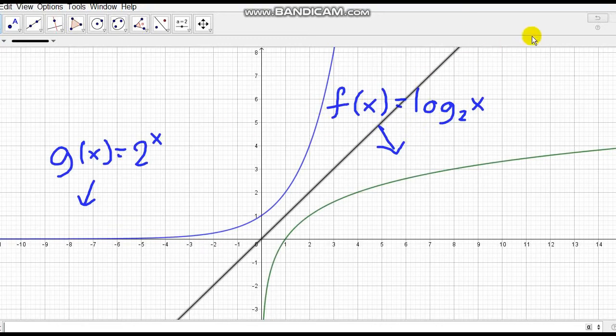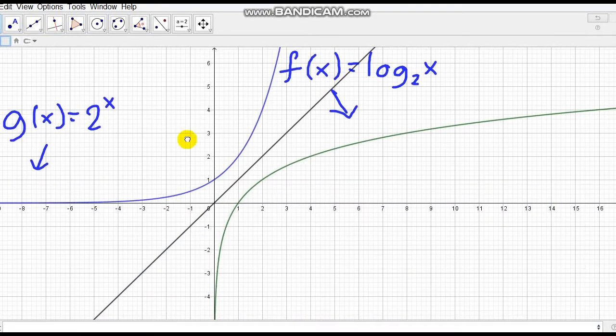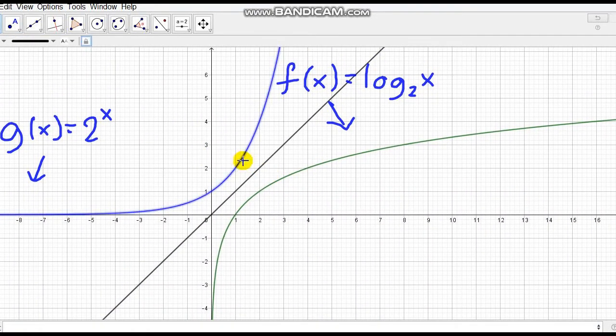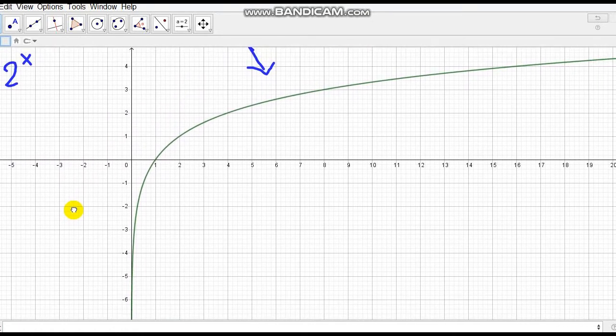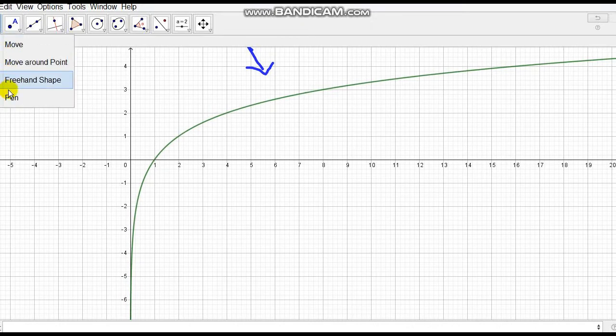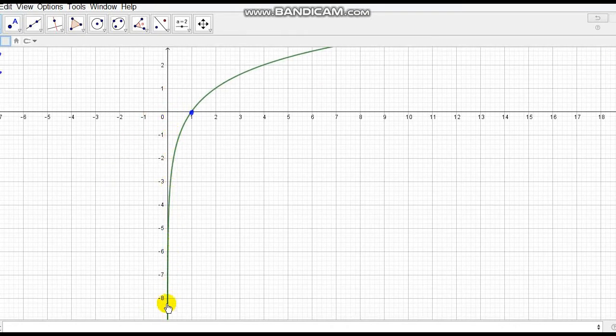Number 1, the x-intercept is 1. There is no y-intercept. So let's look at the graph here. Let's delete this graph. We're not going to need it anymore. So let's look at this graph. The x-intercept is 1, as we can see here. This is the x-intercept. It's at 1. And there is no y-intercept. In fact, the graph will not intersect the y-axis at all. This y-axis is a vertical asymptote, which leads us to the second property.